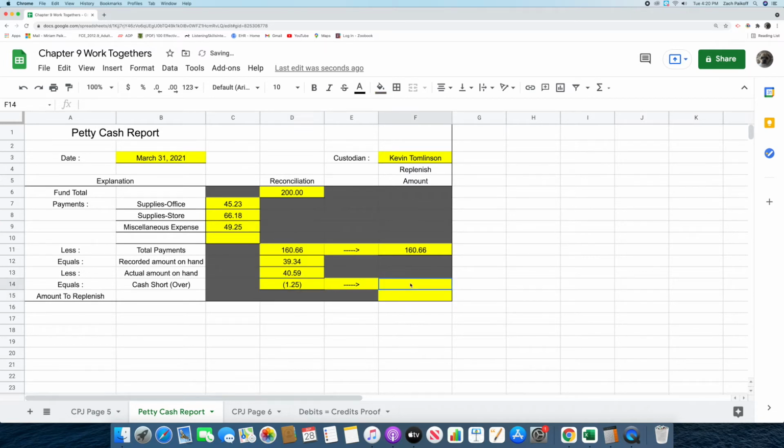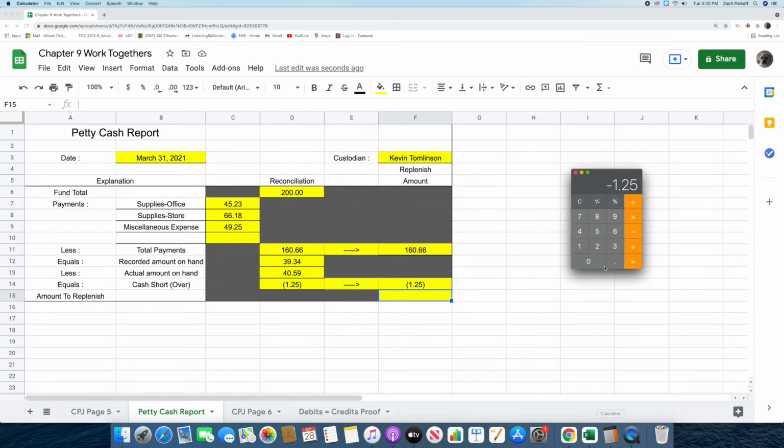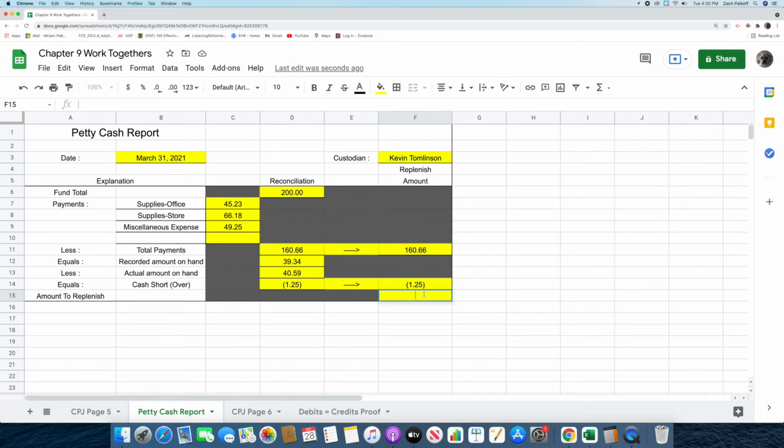We're going to bring that amount over to the replenish amount column. And then, if we take these two numbers and subtract them, that will give us the amount to replenish. So if we take $160.66, subtract it from $1.25, that gives us $159.41, which is the amount to replenish. All right, so that is the completed petty cash report.